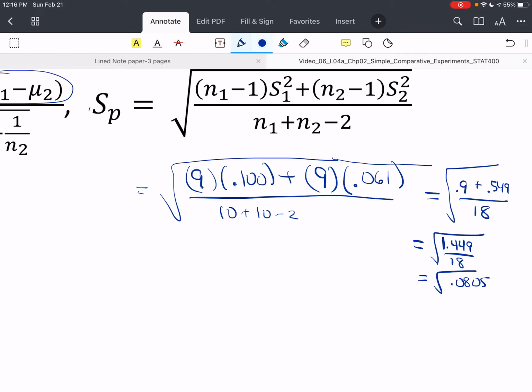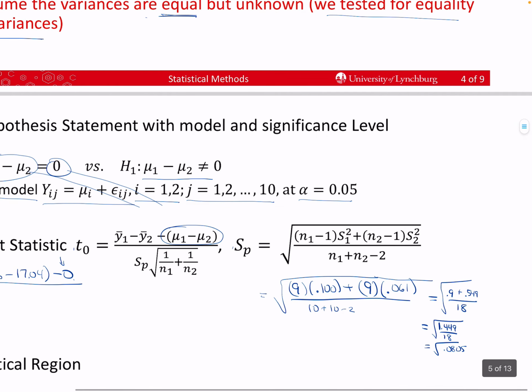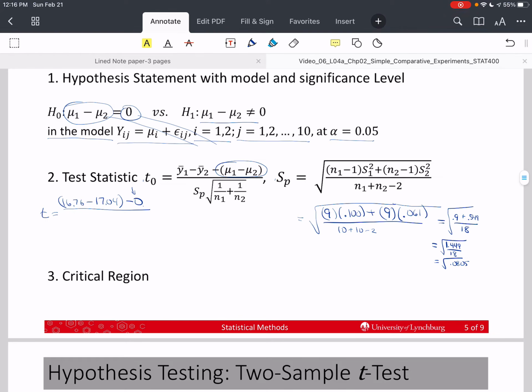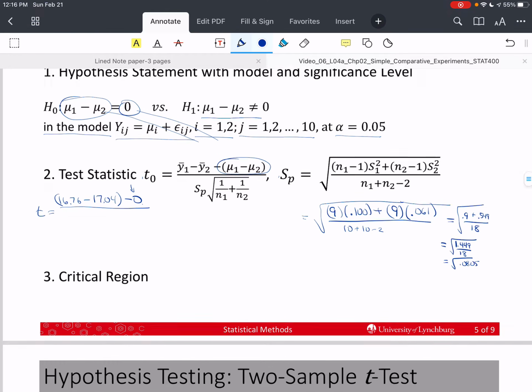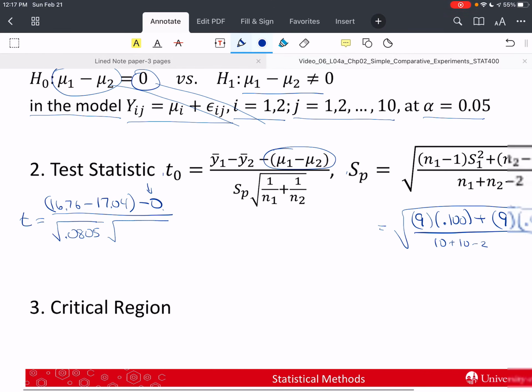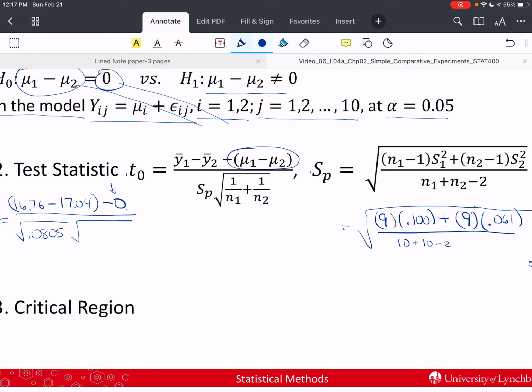So I can come back over. I'm going to have to unfreeze. Sometimes my iPad freezes, so I apologize for that. Okay, so now I can plug in the square root of 0.0805 for SP. Why am I not putting the decimals? Because that's a rounding error. This is exact. The square root of 0.0805 will give me the most accurate or precise results.